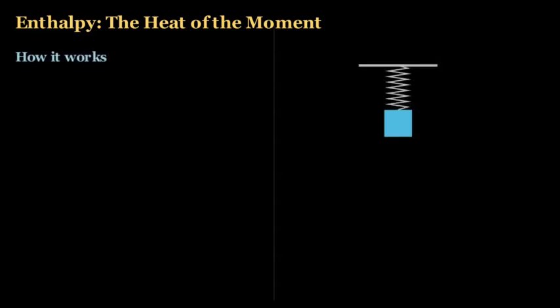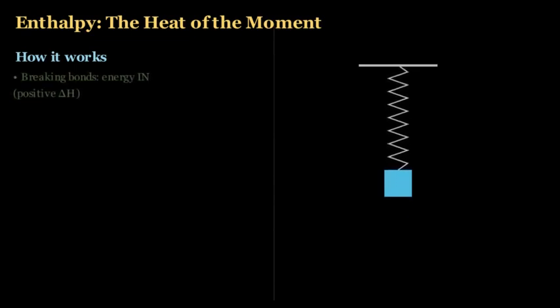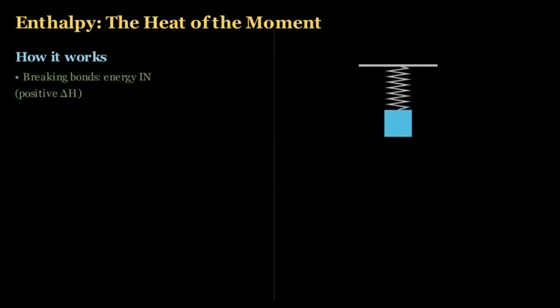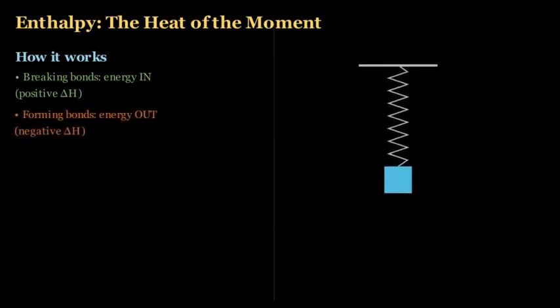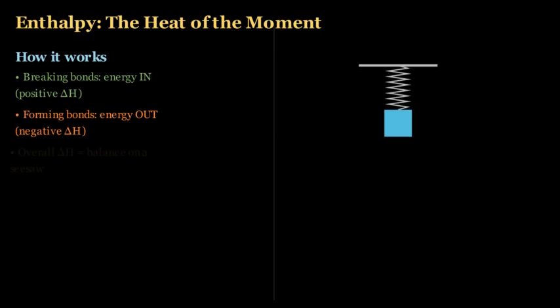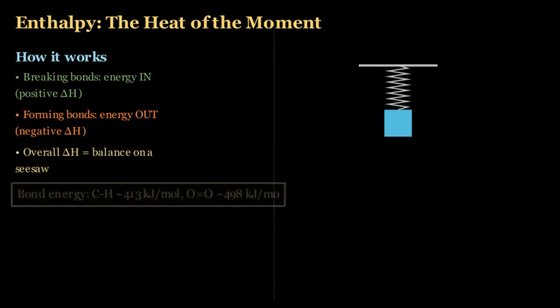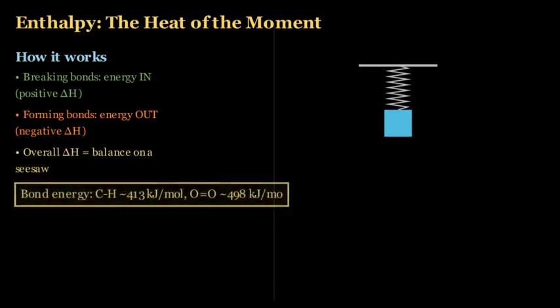Think of a chemical reaction as rearranging atoms. To pull atoms apart, you have to break their bonds, and that takes energy, like stretching a spring until it snaps. That energy input is a positive change in enthalpy. But when atoms snap together into new bonds, they release energy, like the spring relaxing back. That's a negative change. The overall delta H for the reaction is the balance between these two, the energy you put in to break bonds minus the energy you get out from making new ones.